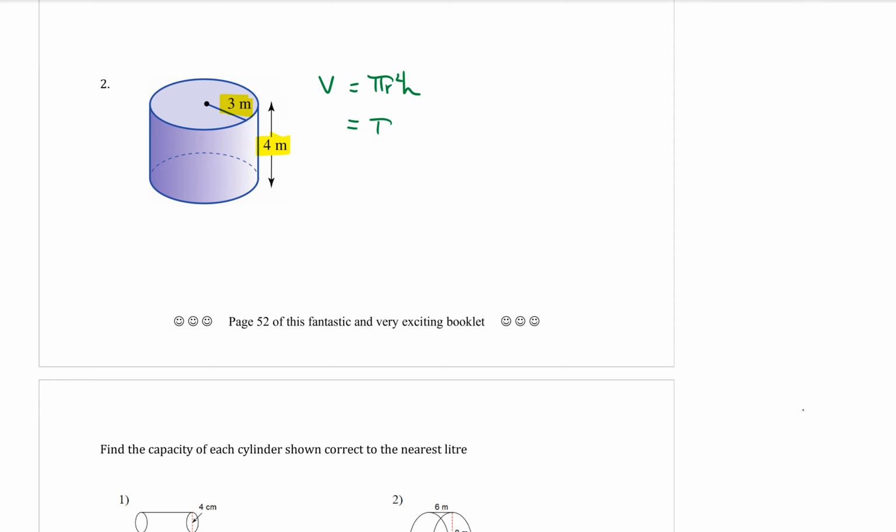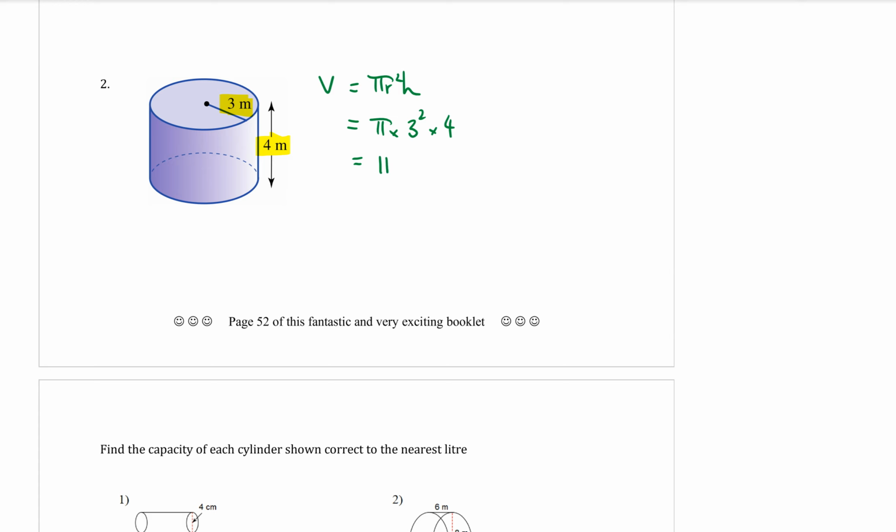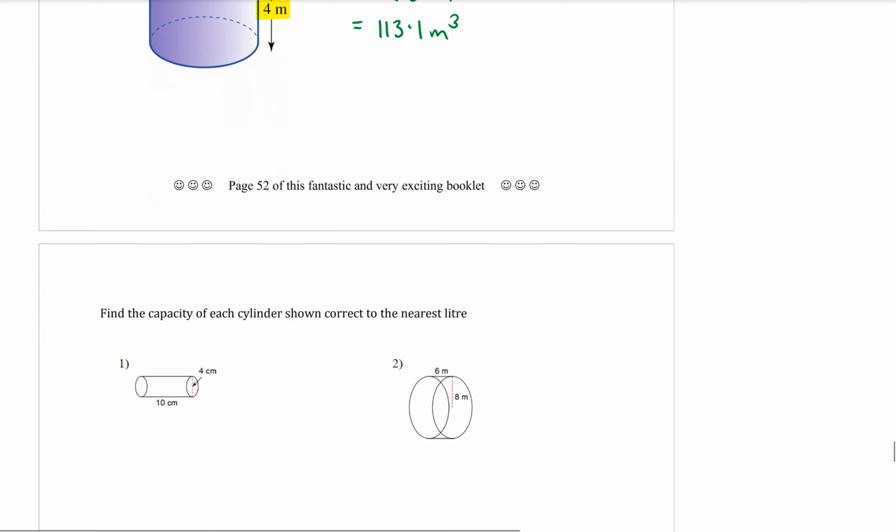So pi times the radius, which is 3, so 3 squared, times the height, which is 4, into the calculator. So shift to get the pi button, times 3 squared, times 4, is 113 point, now that 9 will round up, so it'll be 113.1 metres cubed. Okay, so that's it. That is how you find the volume of a cylinder.